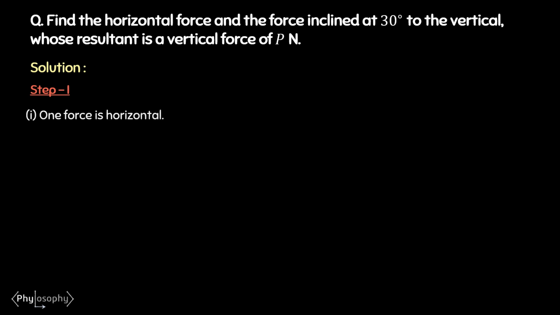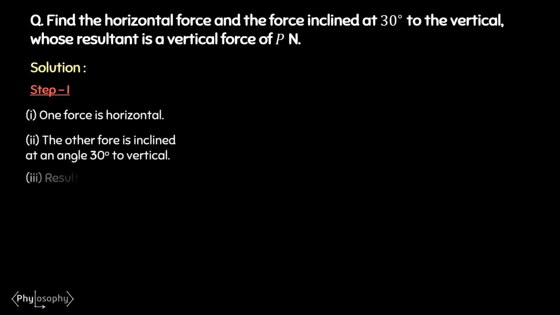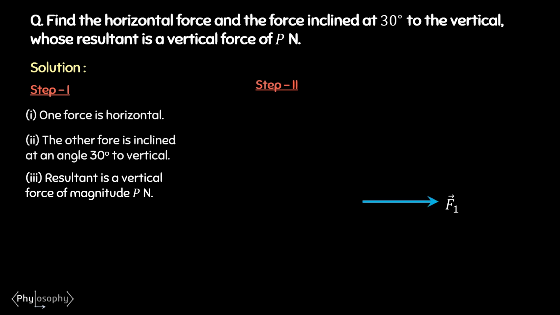So one force is horizontal. Second, the other force is inclined at an angle of 30 degrees to the vertical, and the resultant force is a vertical force of magnitude P Newton. Now in step 2, we will try to draw a diagram. So first draw this horizontal force. Let us denote it by F1. Now the resultant force of magnitude P Newton is a vertical force. So let us denote it by R, and the magnitude of R is P.